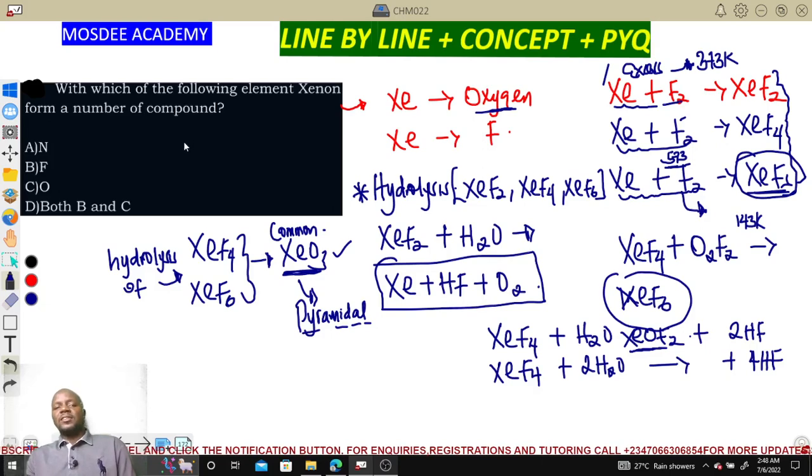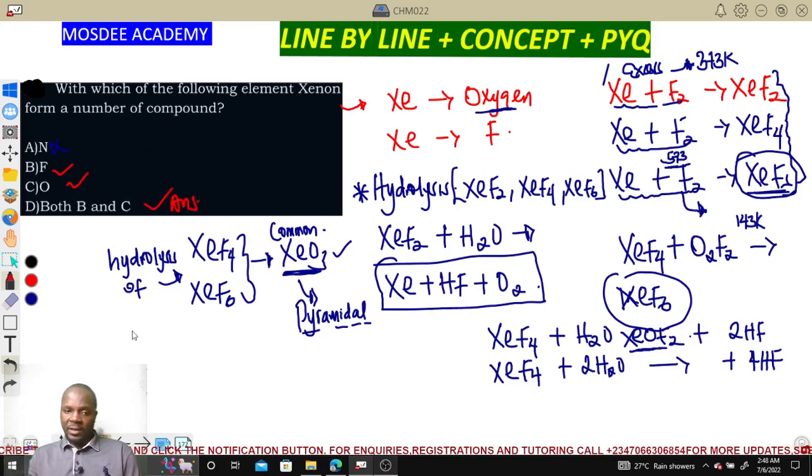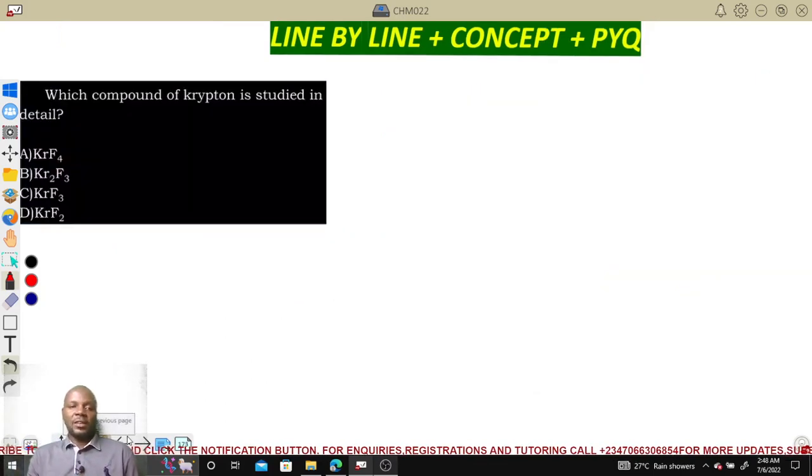Then the next one says, with which number of elements does xenon form compounds? It doesn't react with this. I told you just now, it's only with fluorine and oxygen. So the answer to this is this. I hope students understand that. Let's move with high speed. The next question, admin. Thank you. Which compound of krypton is studied in nature? I just talked about that. KrF2, only KrF2. So it is option D. The answer to that is that.